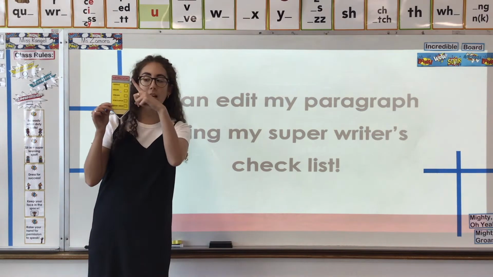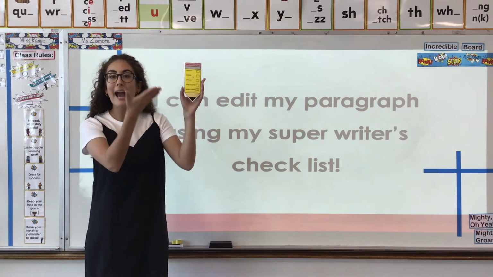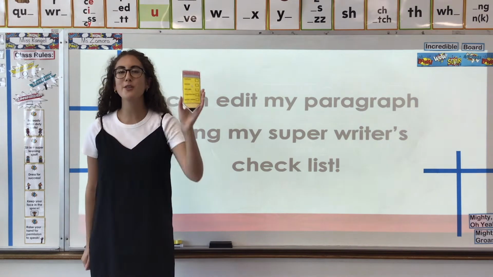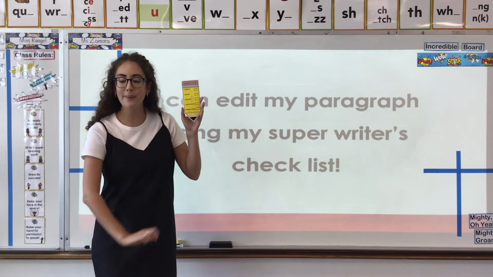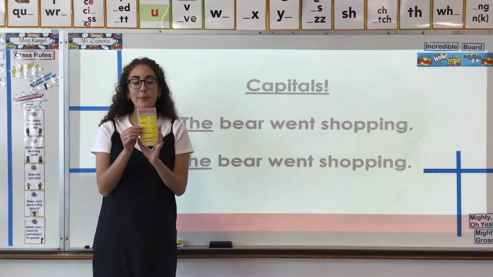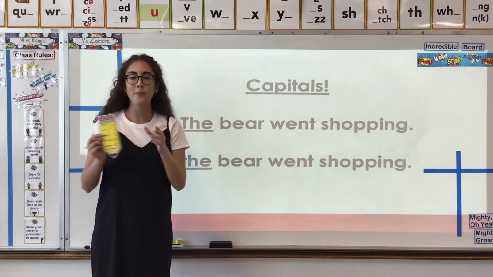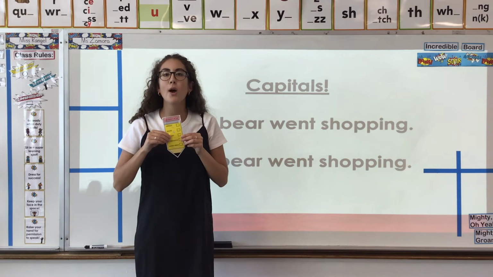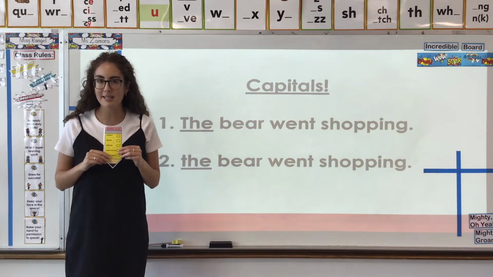So first, we're going to remind ourselves, what are these 5 boxes? I want everyone to have their writer's checklist out, their little pencil, so you can follow along with me. And we're going to start. First up, it says capitals. Capitals are uppercase letters. And these always happen at the beginning of a sentence. We always need a capital letter when we start a new sentence.